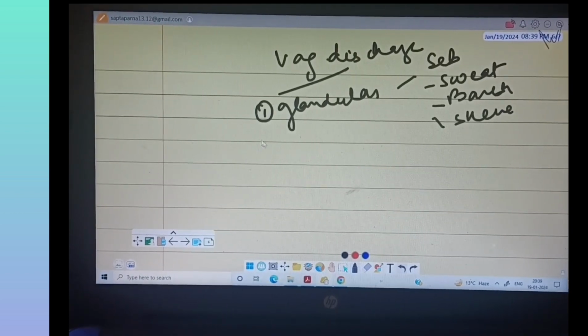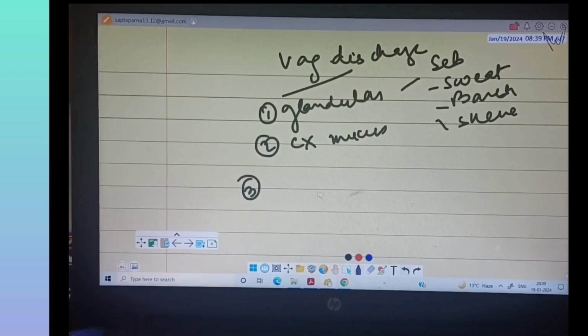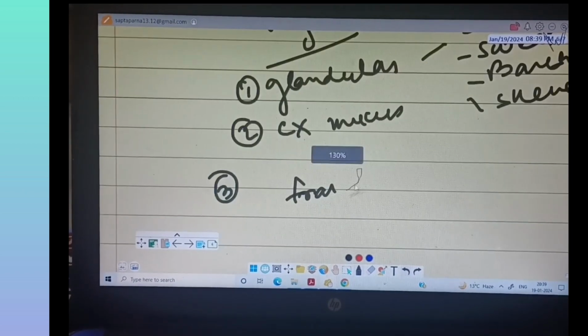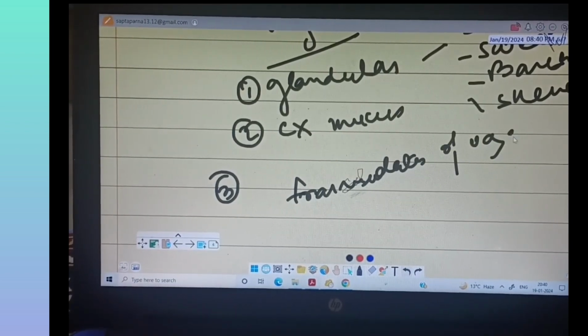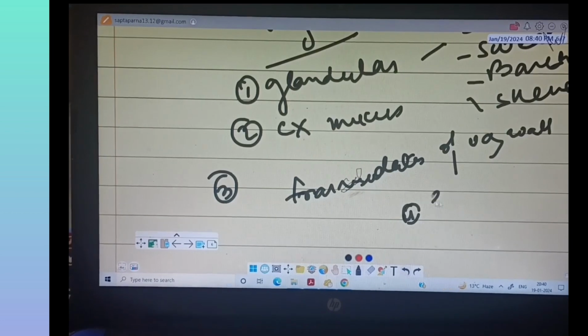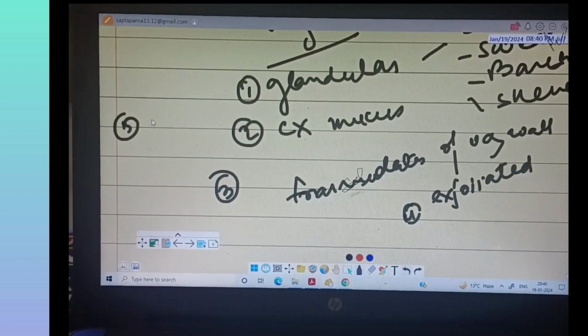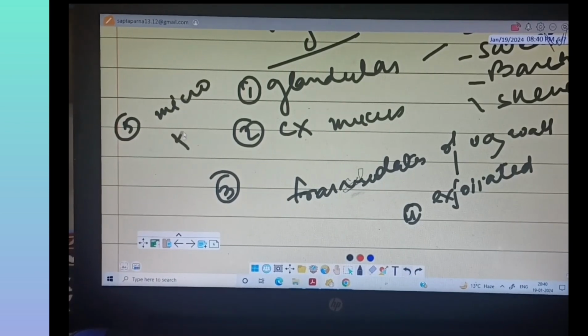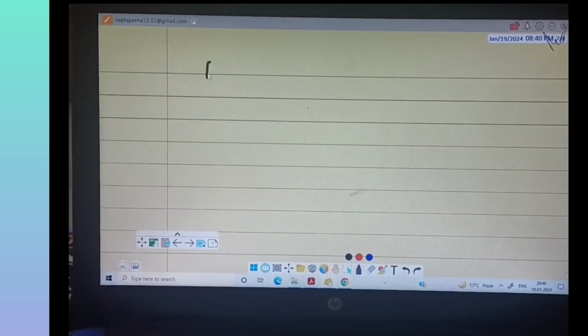Apart from this, number 2, there is cervical mucus. Number 3, transudates of vaginal walls. Number 4, there are exfoliated vaginal cells. Number 5, various microorganisms and their metabolic products. So this is what normal vaginal discharge is made up of. Next we'll study what the normal pH is.